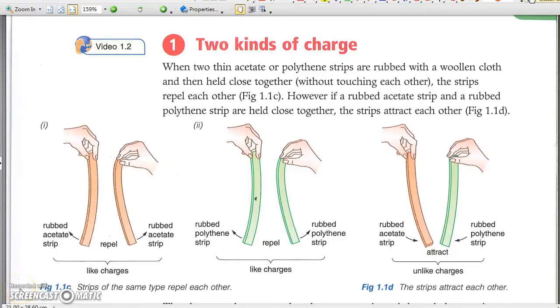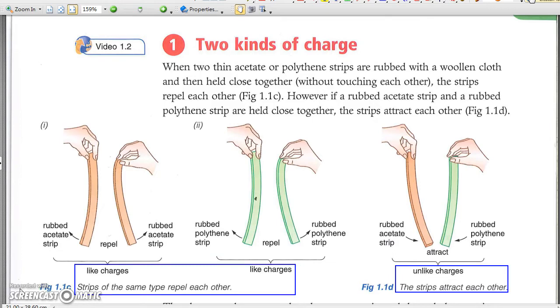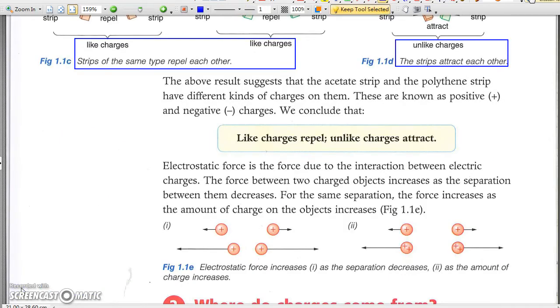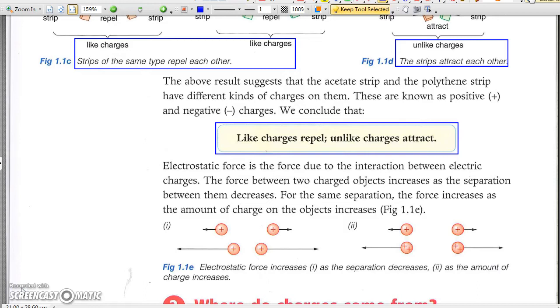In the video, we can see positively charged acetate strips attract polythene strips, and we say unlike charges attract. While in the first two diagrams, two similarly charged strips repel each other, and we say like charges repel. So we may conclude like charges repel, unlike charges attract. The force between electric charges is called electrostatic force.